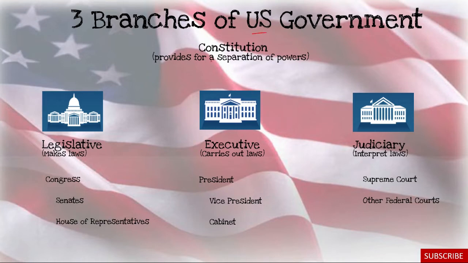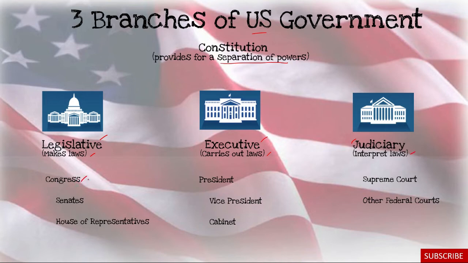of US government. It provides a separation of powers in the American Constitution. The three branches are the legislative, the executive and the judiciary. The legislature makes laws, the executive carries out the laws, and the judiciary interprets these laws which are created by the legislatures.